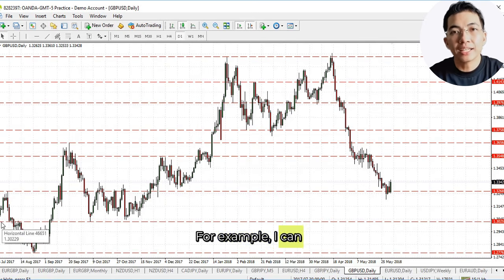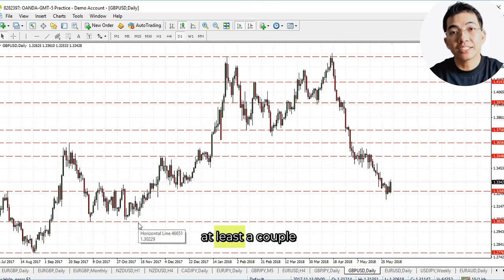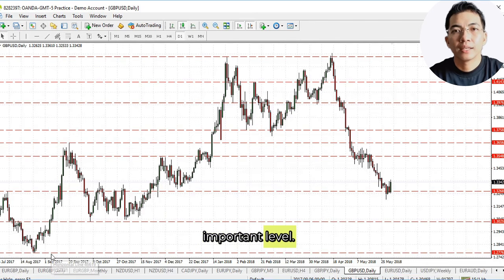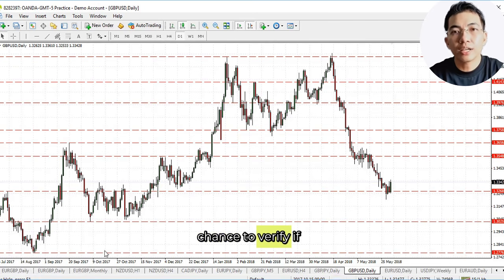For example, I can see that this line worked quite well as a resistance here, and then it worked very well as a support, at least a couple of times here. So this is a very important level. Probably this one is not so important at the moment because we didn't have any other chance to verify if this is a good level because the price only went there once. So this is how you draw support and resistance.